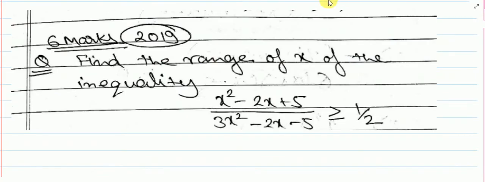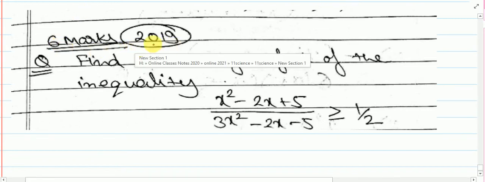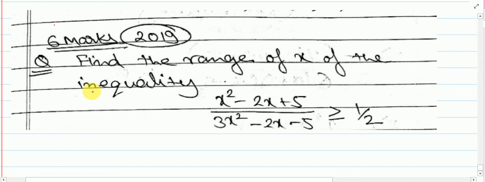Okay children, now let us see the next question. This is not from your book. This had come in year 2019, for 6 marks. So here it is saying find the range of x of the inequality. So that means we have to find the values for x for which this inequality will be true.